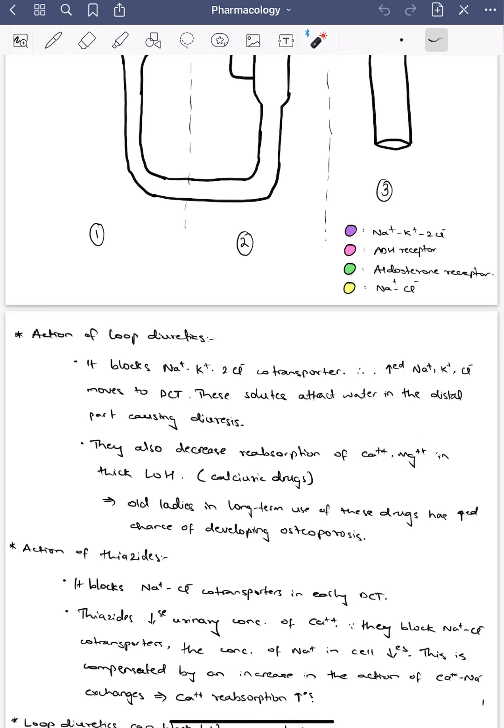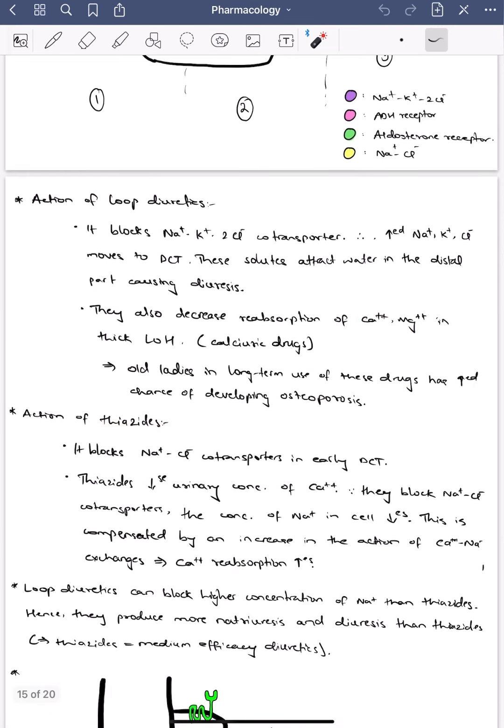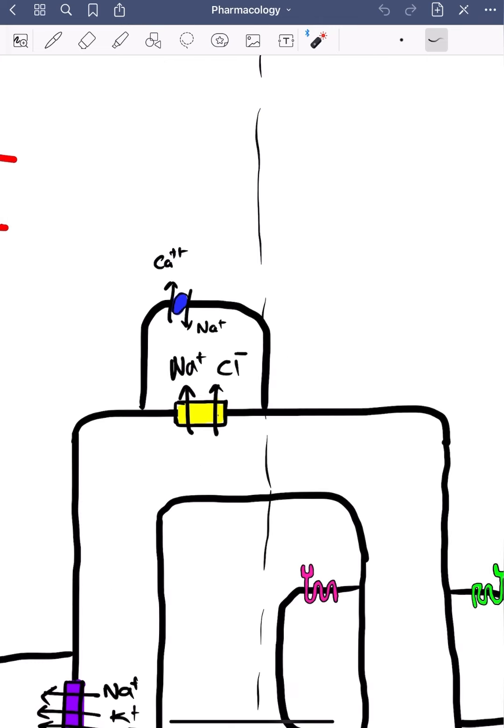In contrast to this, thiazides decrease the urinary concentration of calcium. If you look into the cells of the early DCT, we have on the luminal side the sodium chloride co-transporters, and on the other side we have the sodium calcium exchangers. Suppose the thiazides act and these channels are blocked. As a result, the amount of sodium within the cells decreases. This is compensated by an increase in the action of these sodium calcium exchangers, which for every calcium reabsorbed secrete sodium into this cell.